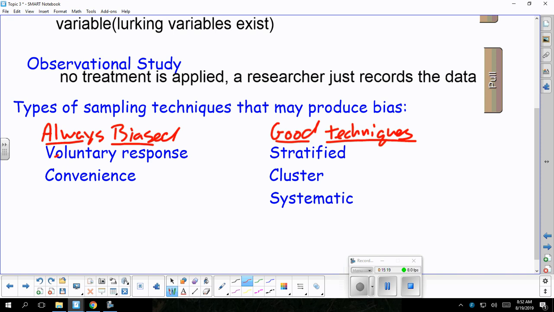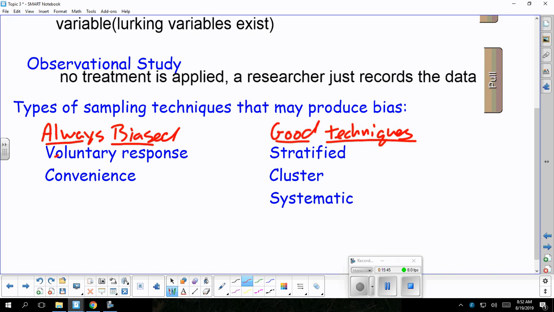Oftentimes, we want to make sure we have an equal proportion of males and females in our sample. So these are two different ways to stratify: stratify by gender, stratify by class. Let's say I want to do our whole district, I can stratify by school: Oak Ridge, Ponderosa, Union Mine, us, Lee Valley, Independence, Robinson.